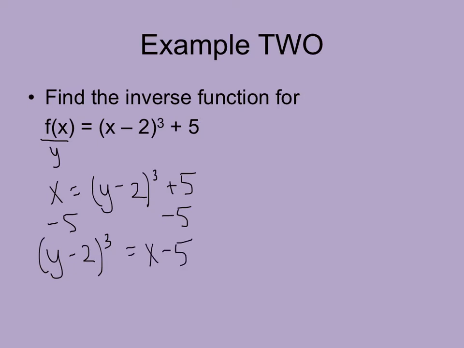And from here, I'm not going to distribute that exponent. I do, however, want to get rid of these parentheses, so I need to get rid of this cubed symbol. And so I'm going to take the cube root of both sides. So I now have the cube root of (y minus 2) cubed, which will just cancel out. And so on the left-hand side, I'll be left with y minus 2, so we're getting closer.